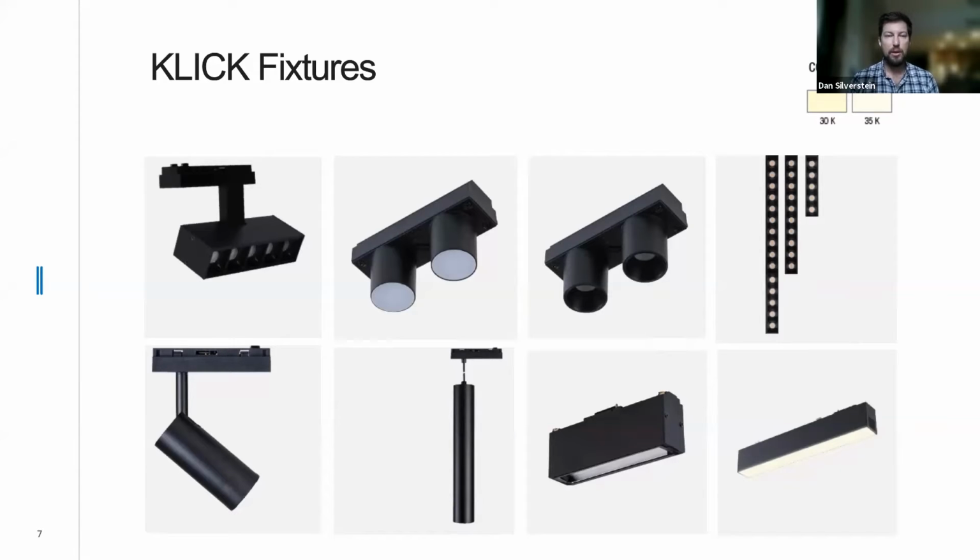So starting from the left side, we've got two different styles of track head. The top is a multi-spot track that's available in 5 heads. That's 1,000 lumens of track head. I believe it's offered in 10 and 15, or 10 and 20 degree beam angles. I don't remember off the top of my head, I'm sorry. The bottom one's your typical cylinder track head.